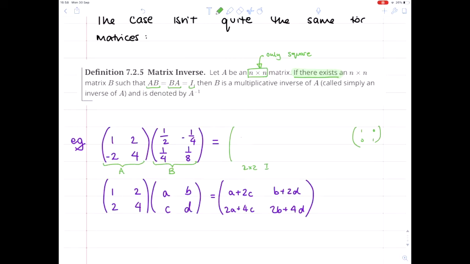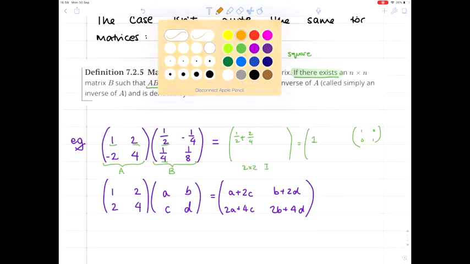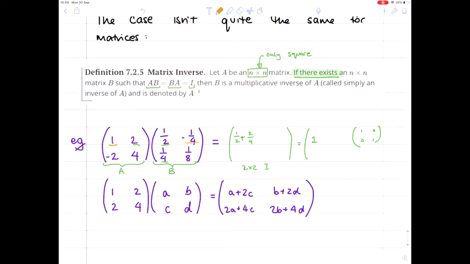So if I multiply these together, I'm going to get 1 times a half plus 2 times a quarter. So that's 1 times a half plus 2 quarters, and if I work that out, that gives me 1. So that looks good. Okay, now I'm going to have a look at 1 times minus a quarter plus 2 times an eighth. So that's minus a quarter plus 2 eighths, and that gives me 0. So that's looking good.